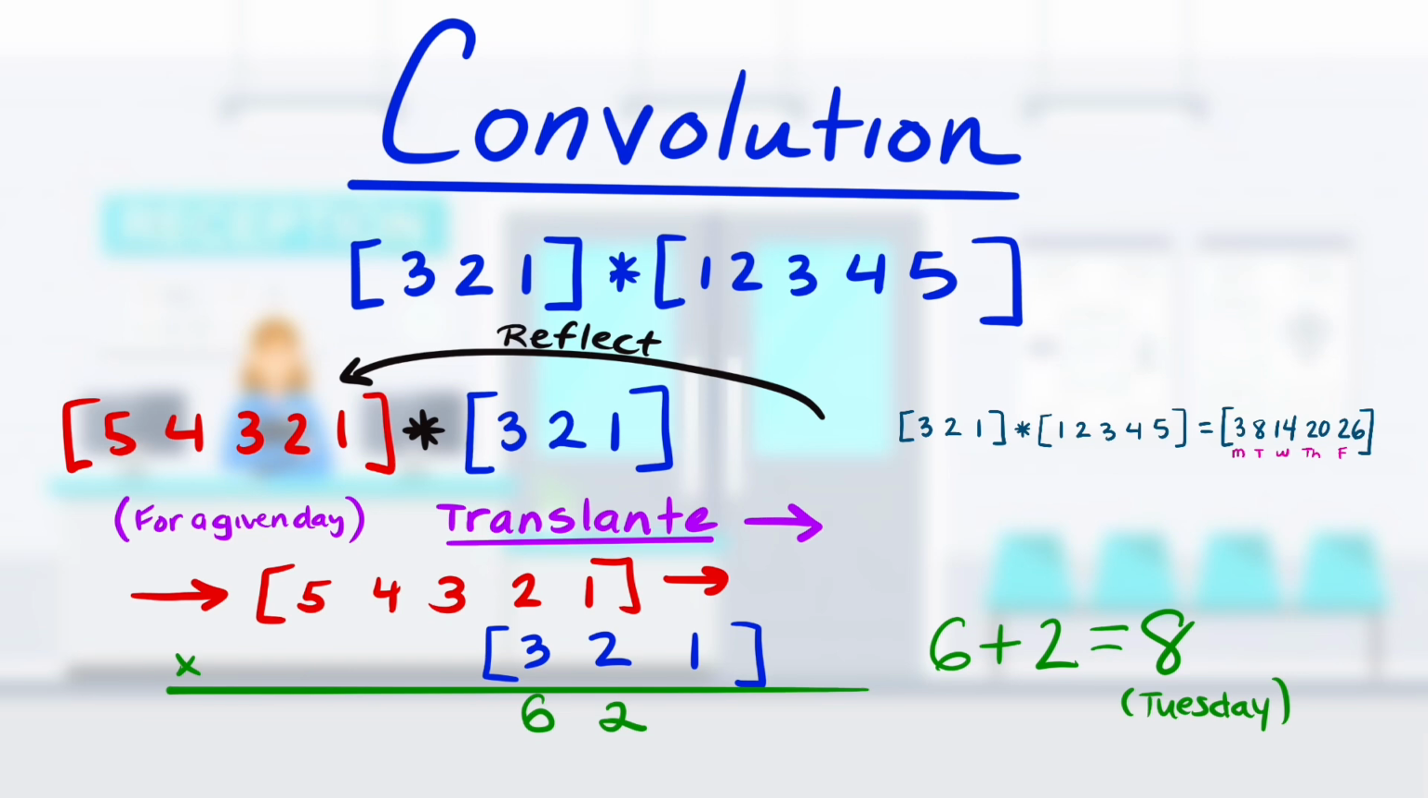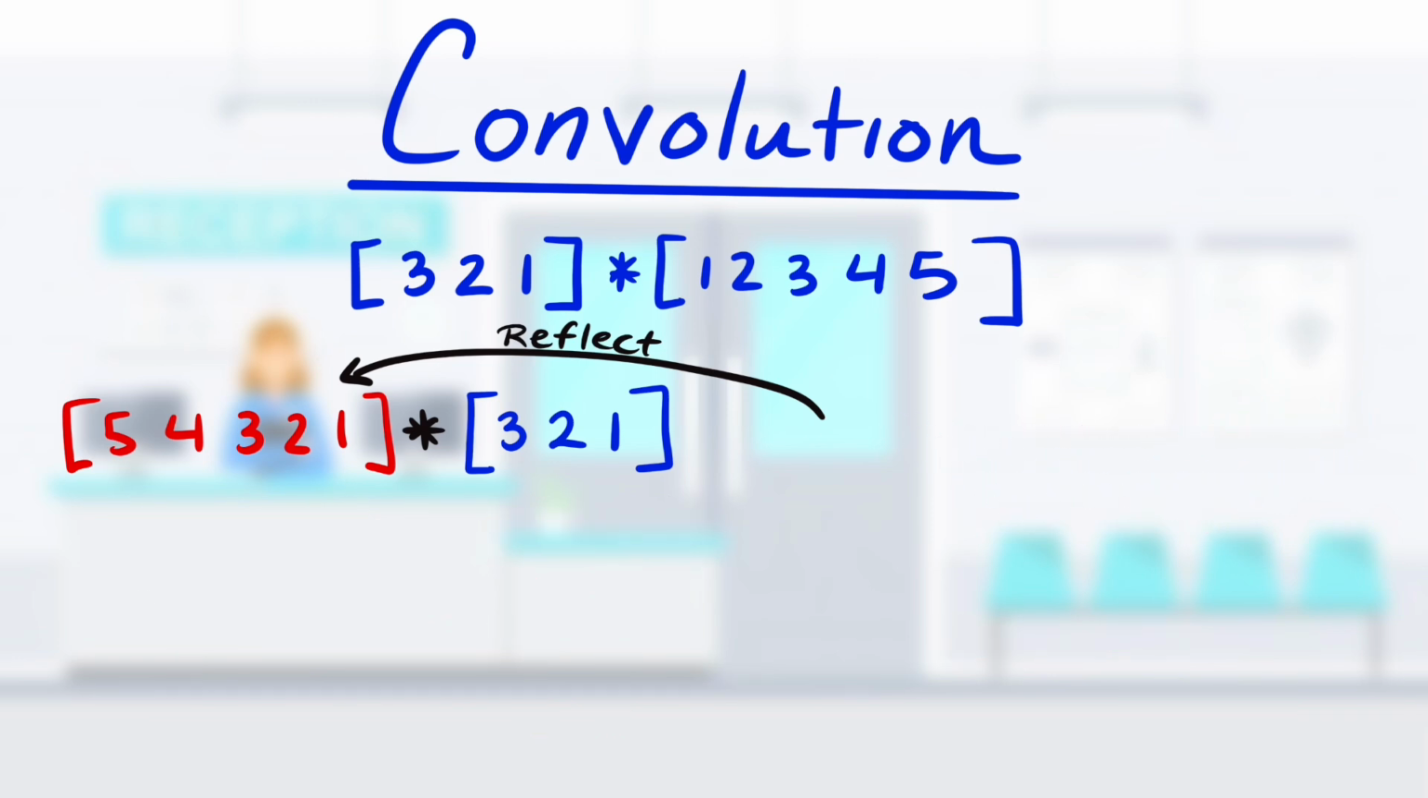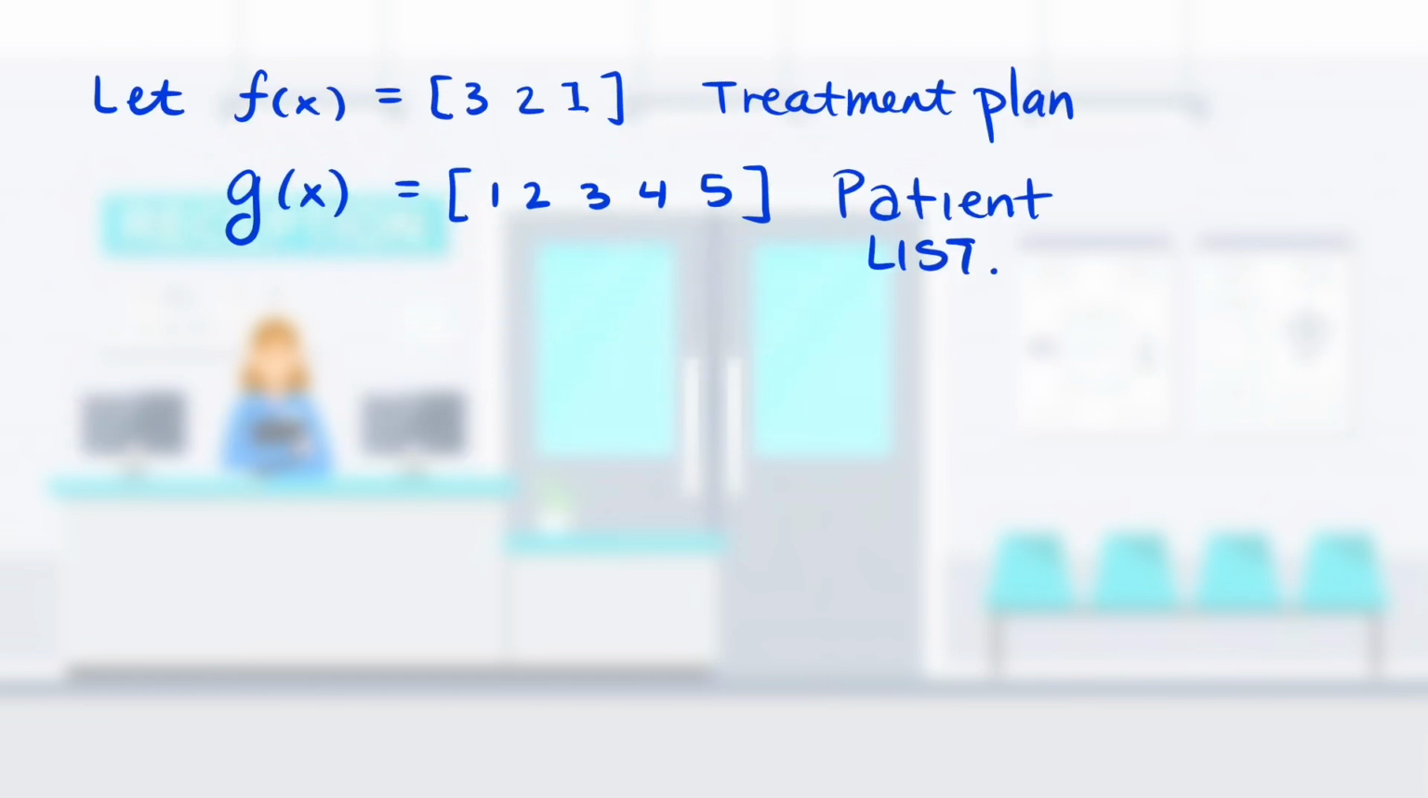And so it is a reflection and a translation that is ultimately taking place to have the 2 lists interact with each other and basically multiply and accumulate the results. We have convoluted the results because it is a more complex way of combining the items.